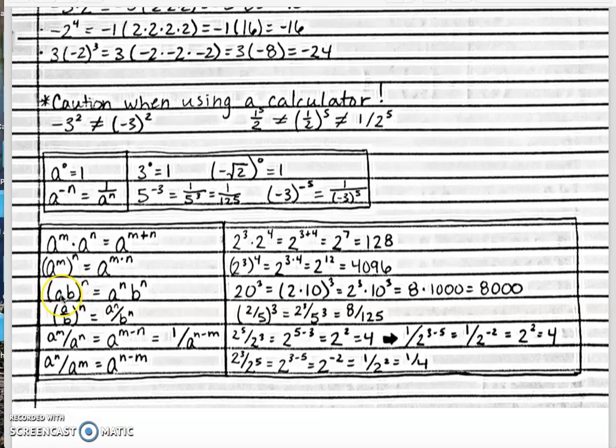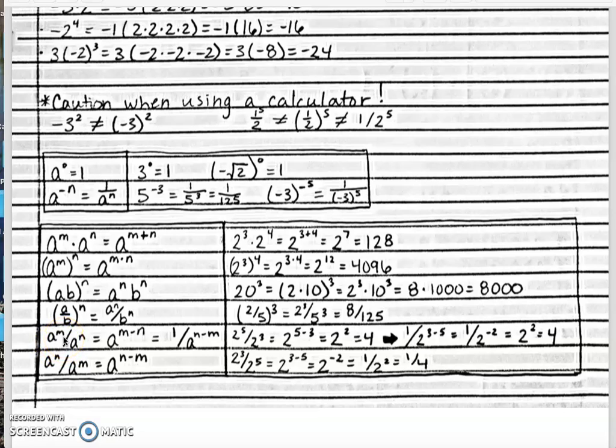If I have two bases or two numbers or two variables inside of a parentheses and I take both of them to the n power, that is the same as taking each of them individually to the nth power and then multiplying them together. So here I have (ab) all to the power of n. That's the same as a to the power of n times b to the power of n. If I have a fraction, same thing: the numerator to the power of n over the denominator to the power of n.